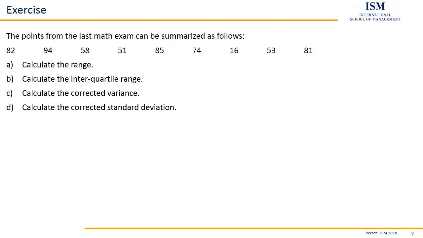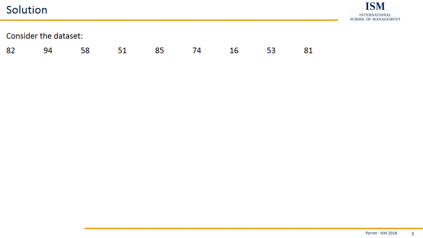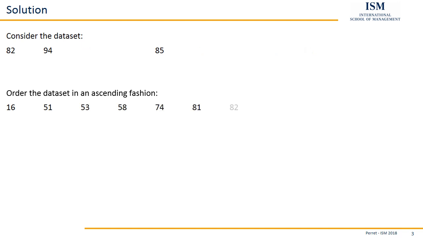Okay, let's dive right into this. However, let's start with something totally different by first taking the data set and ordering it in an ascending fashion. We start with the smallest one, next smallest, and so forth until the whole data set is arranged from smallest to largest. This has a big advantage which we will directly see if we start with the first part of this exercise.